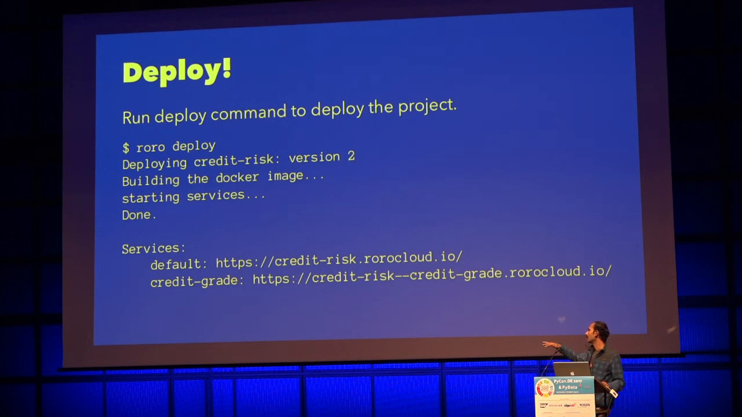So what it does is it deploys all of it behind the scenes. It builds a Docker image, starts with the base image, installs all the dependencies that you specified in your requirements.txt file, and then starts all the services and gives you endpoints for you to use them. That's all you need to do.